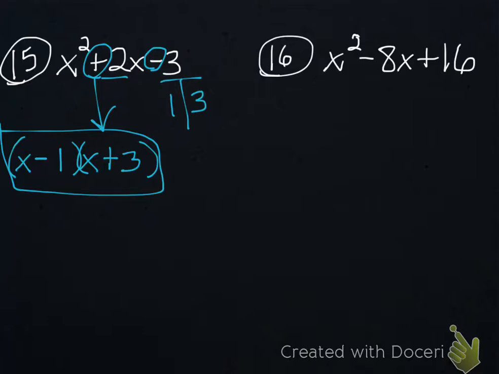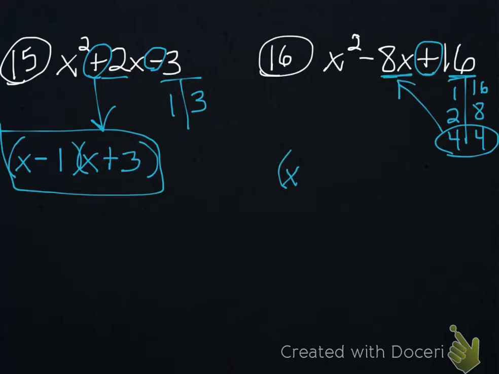Number 16. What is the constant? 16. What multiplies to give us 16? 1 and 16, 2 and 8, 4 and 4. 16 is positive, so we want the numbers that add to give us the middle term, which is 8. 4 plus 4 gives me 8.